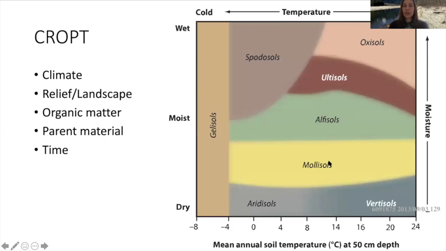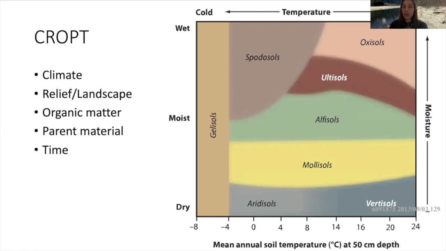So here we have an interesting graph that connects these factors, with the exception of time, to various families of soil types. On the y-axis, we're looking at moisture variability, and on the x-axis, we're looking at temperature. So across this graph, we've got ranges from cold and dry to wet and cold to warm and moist to dry and warm. Each of the colors indicated on this graph are families of soils.